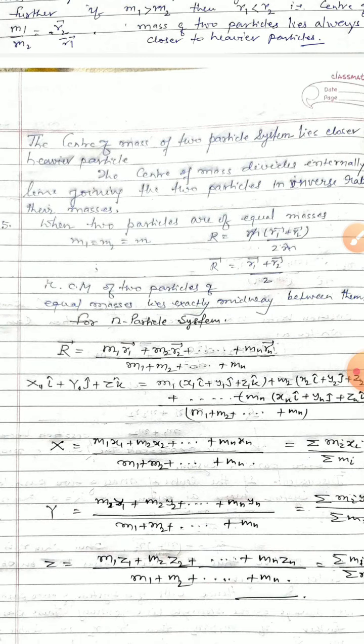Now write the position vector in its component form, and equating i, j and k components, we can write these expressions.